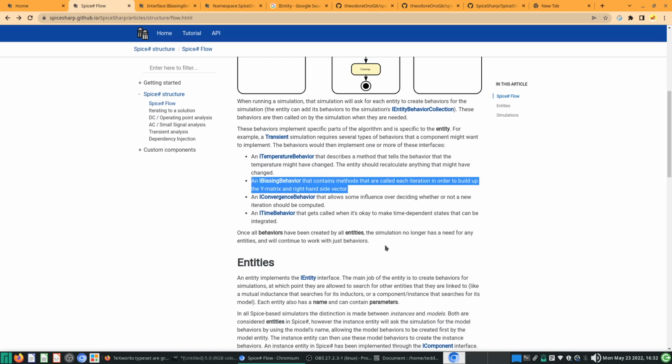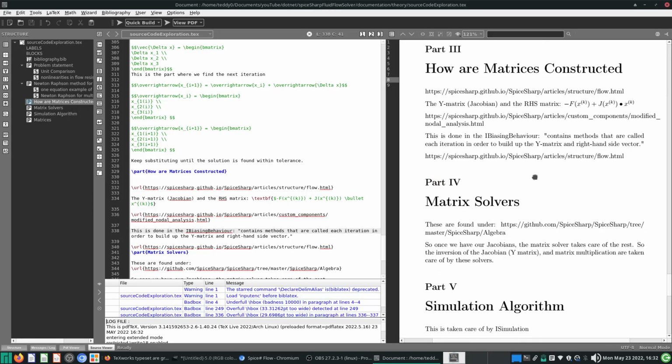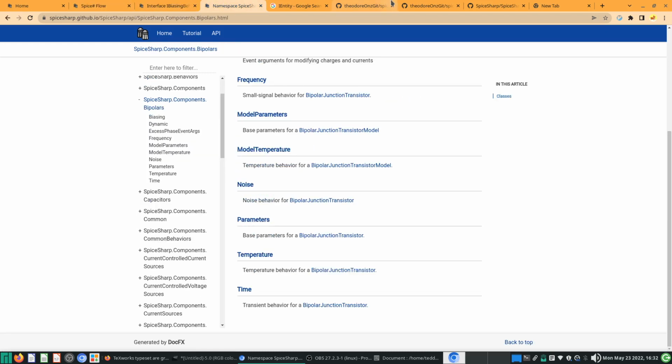So this is the IBiasing behavior where we start to construct the matrix. Because this biasing behavior is important for us to understand how to implement our own equations, you better study it well. So let's take a look at the biasing behavior.